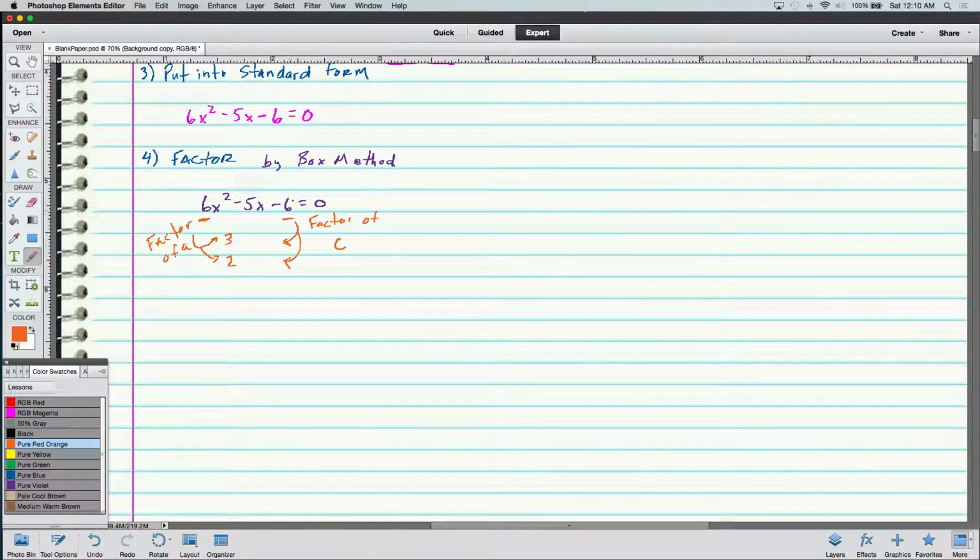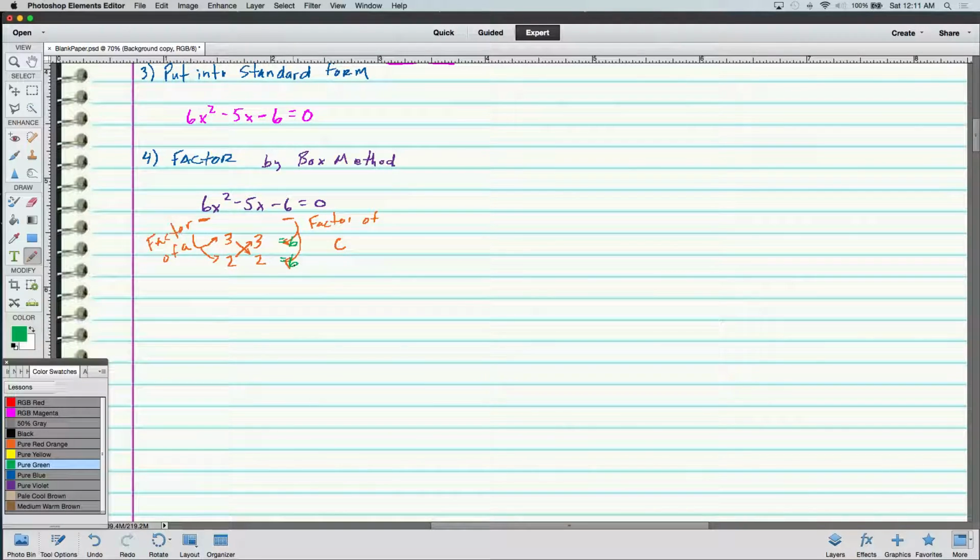And since we have our same number for c, I'm going to write the same exact thing, 3 and 2. And in order to find out whether or not these are going to be our right expressions, we have to cross multiply with each other. So the 3 times the 2 and the 2 times the 3, well, 3 times 2 is going to be equal to 6, and 2 times 3 is going to be equal to 6.